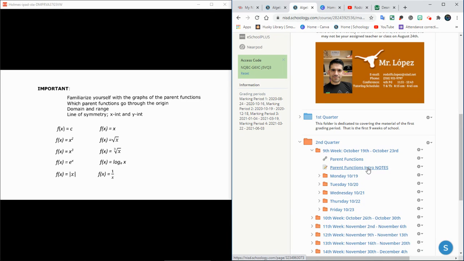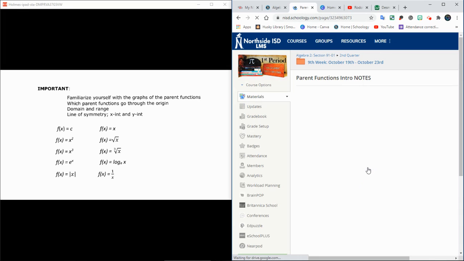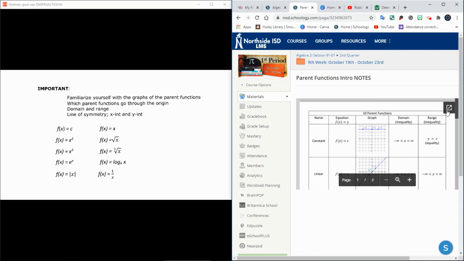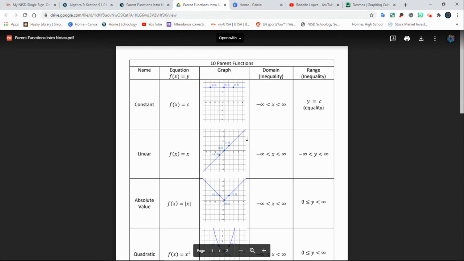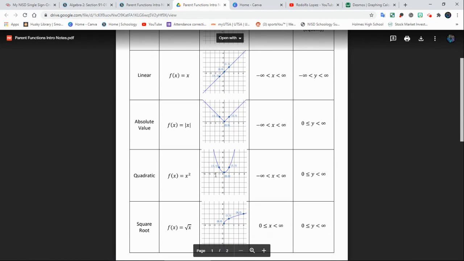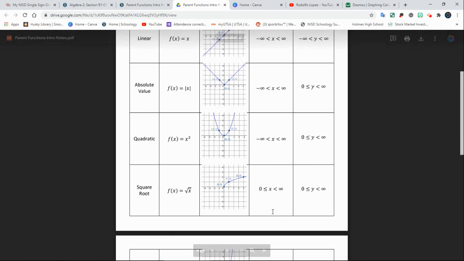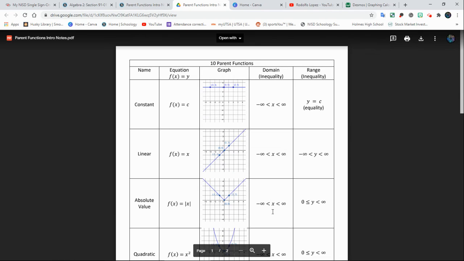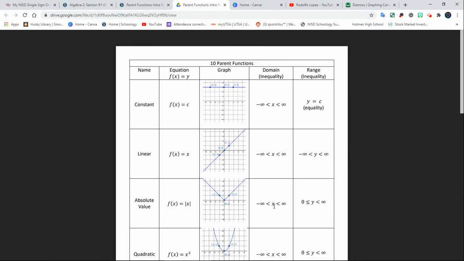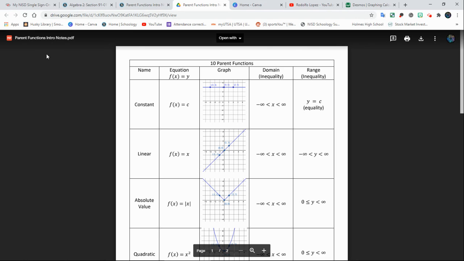Parent functions introduction notes. Here, you'll have access to the notes that we spoke about in class of what they look like. It even tells you the domain and range, right? It tells you the graph. It tells you the function, the name, domain and range. So this is going to be a very useful source that you can use on the midterm as well. All parent functions, it tells you the domain and range and inequality notation.